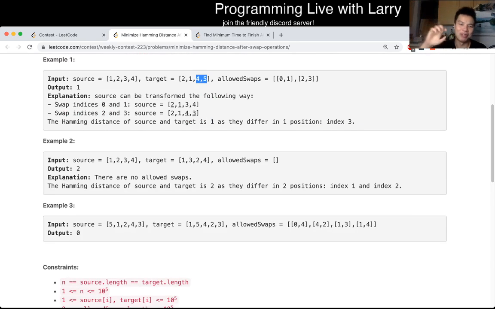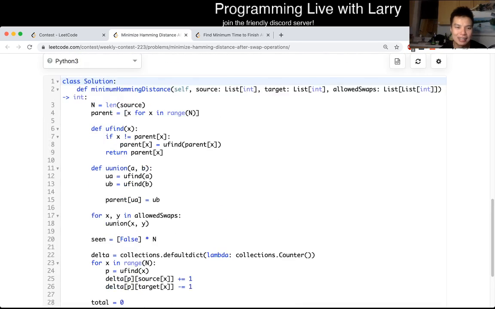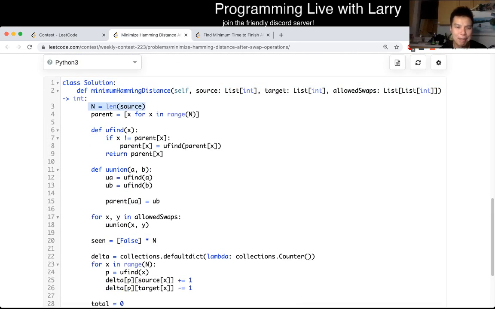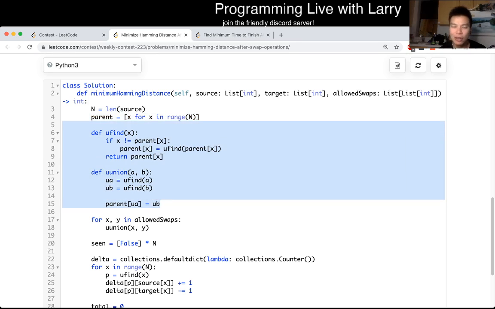Don't worry, we'll go over the code real quick. So first, I have n is equal to the length of the source. This is just declaring the n. And this is my standard union find code. I probably should put in a template somewhere, because I think I end up spending like 40 seconds typing this out, which I guess slows me down for contests. I don't really think about it that much, but maybe I should start templating this.